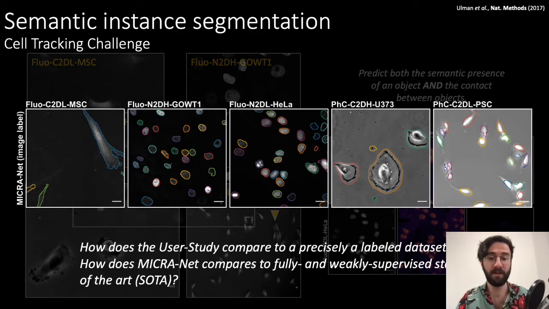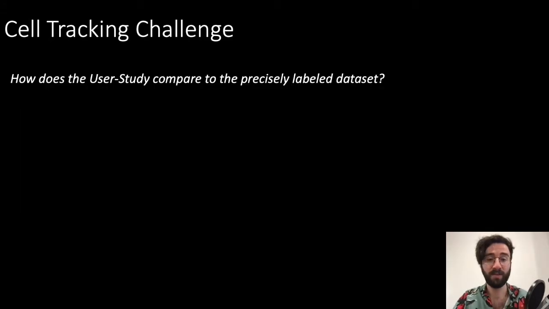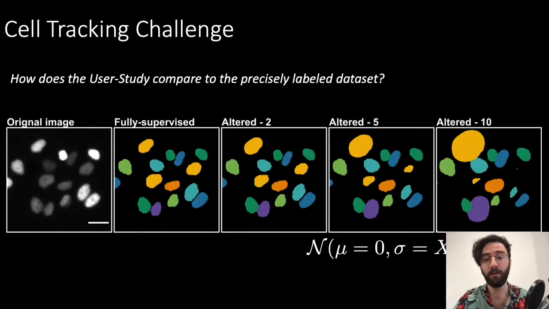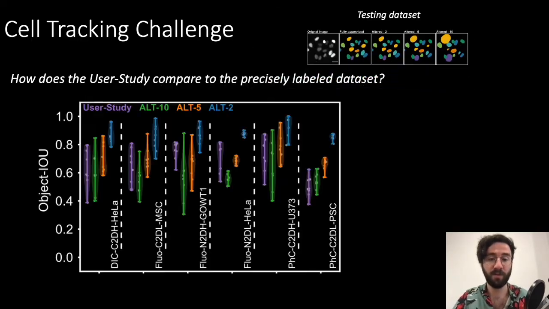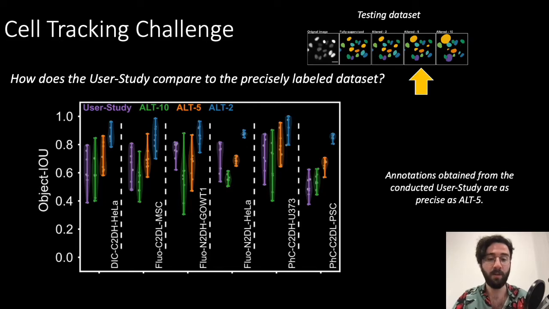Before comparing MICRA-Net with fully and weakly supervised state-of-the-art methods, we wondered about the level of supervision that can be obtained from annotators using a user study. We asked different annotators to precisely annotate the objects within the images. To approximate the level of supervision, we altered all objects in the segmentation mask of the ground truth using dilation and erosion with a size randomly sampled from a normal distribution. We then compared the intersection over union of the annotators and the altered version of the dataset with the non-altered ground truth annotations. We were able to show a supervision level of alt 5 for the annotators.